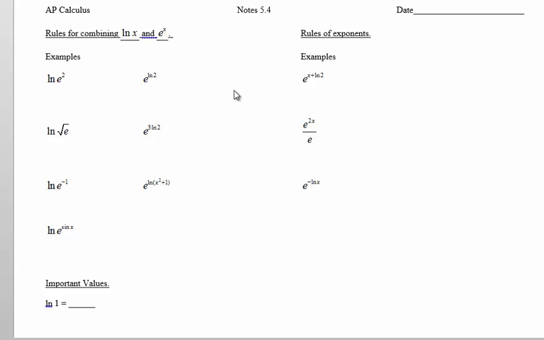Hello everybody. In this video we're going to be doing some algebra by combining the natural log and natural exponential functions. We're also going to be finding rules of exponents, and we're also going to be finding derivatives of the natural exponential functions. So before we get to the calculus, let's do a little bit of algebra.